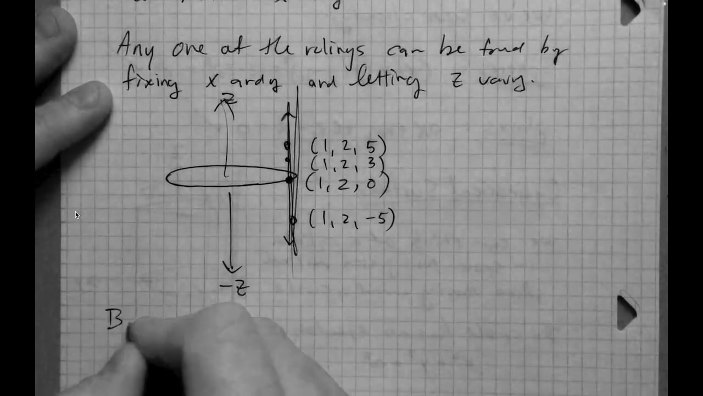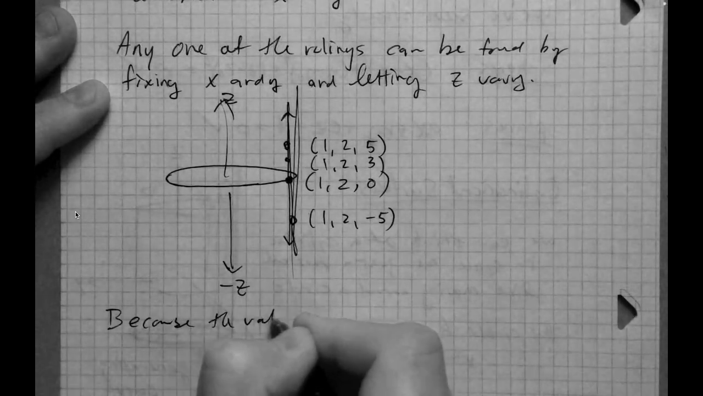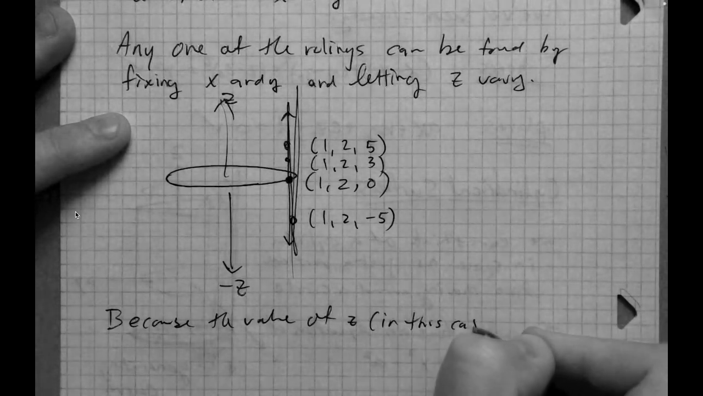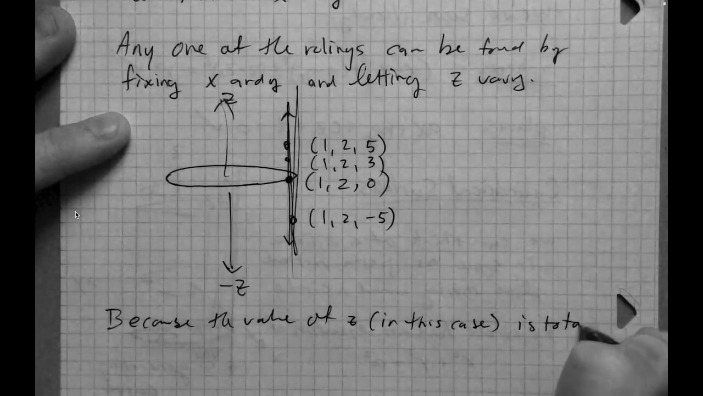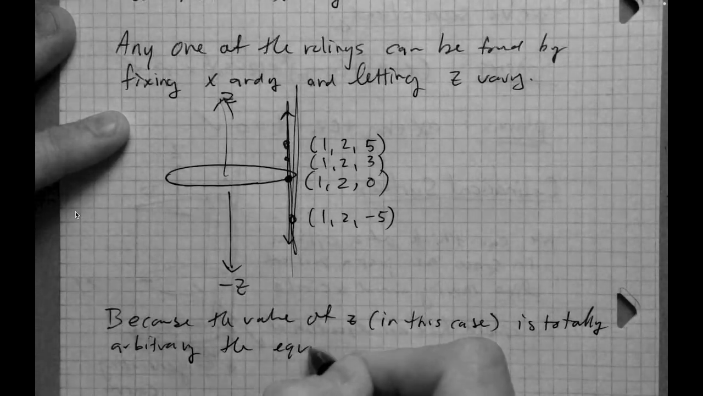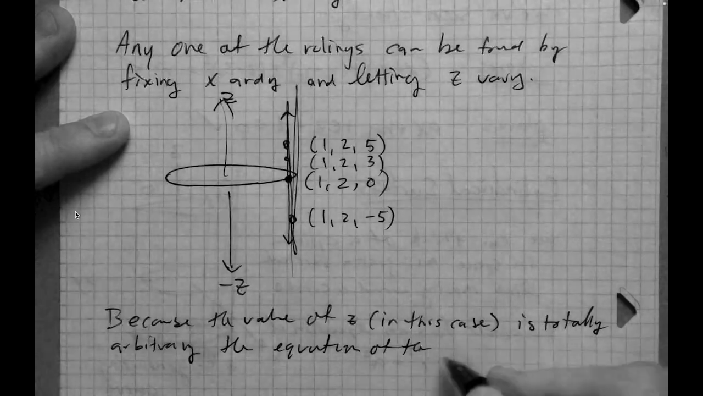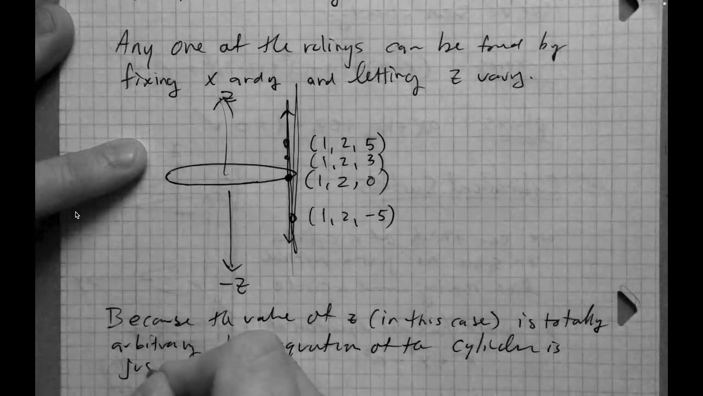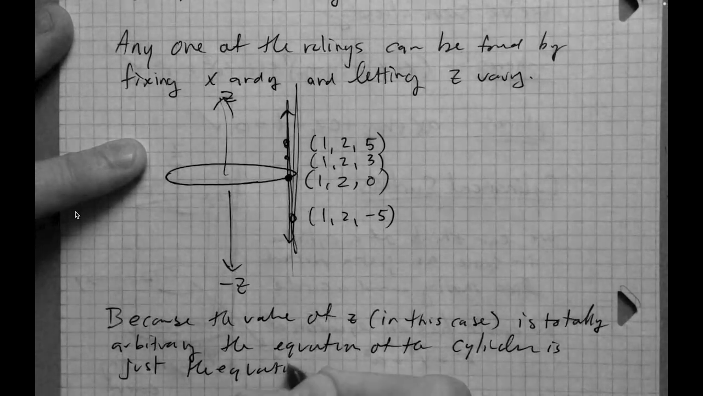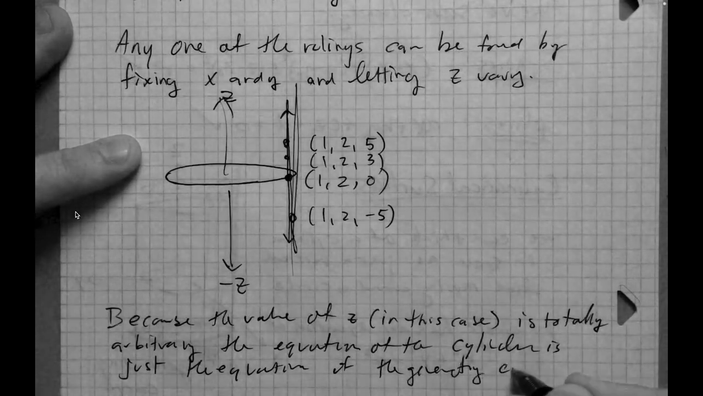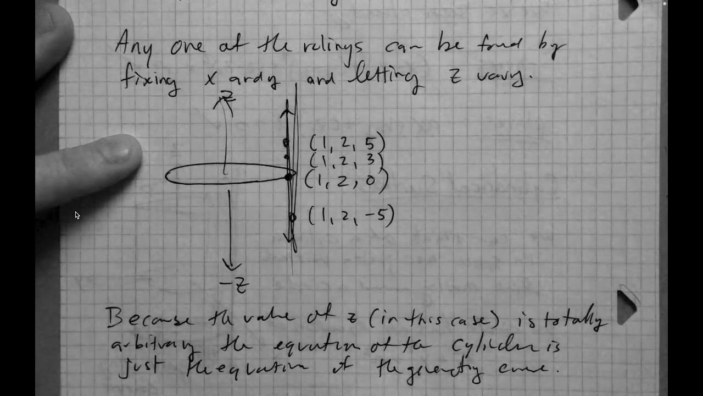Okay, so because the value of z, and I should say in this case, is totally arbitrary, the equation of the cylinder is just the equation of the generating curve. So in this case, it's x squared plus y squared equals a squared.